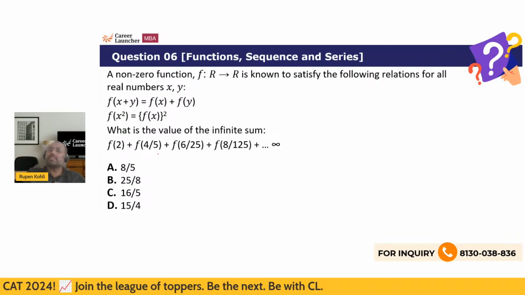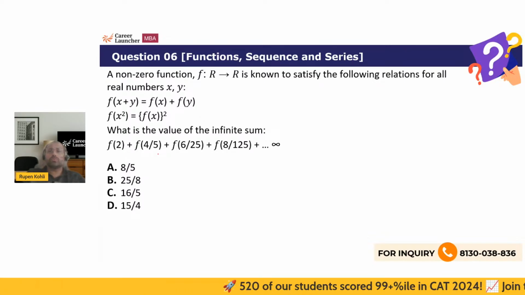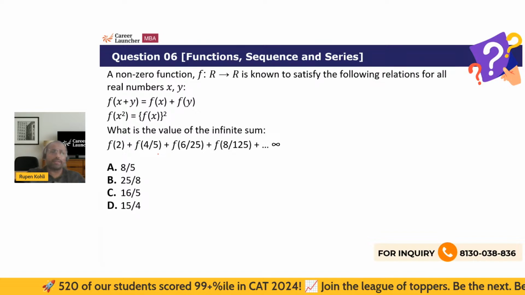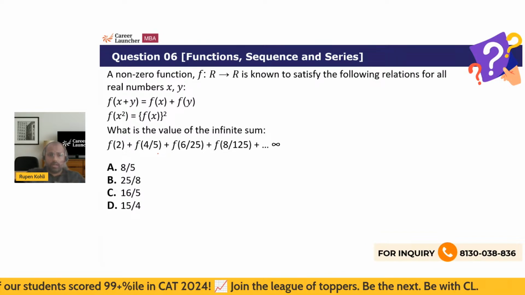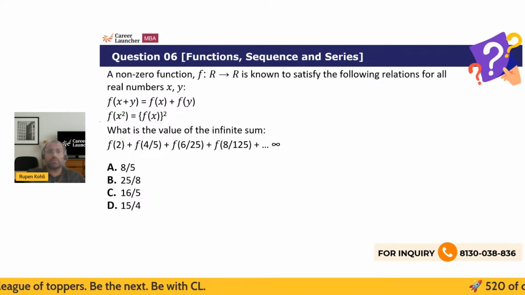A non-zero function f from R to R, means it has the domain of all real numbers, is known to satisfy the following relations for all real numbers x and y. And two relations are there: f of x plus y is f of x plus f of y, and then f of x square is f of x whole square. What is the value of the infinite sum?